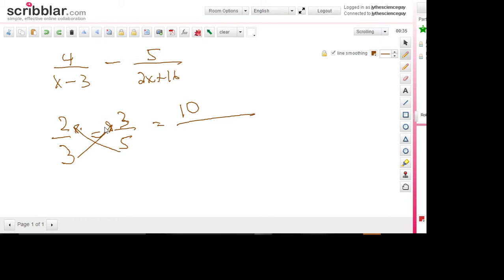This sign stays the exact same between the two numbers, and then you cross multiply the other direction. What's 3 times 3? 9. And then you just multiply straight across. What's 3 times 5? 15. Do you see where I got the 3 times 5 from?